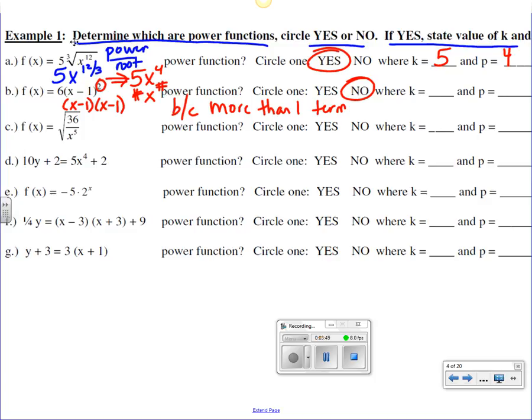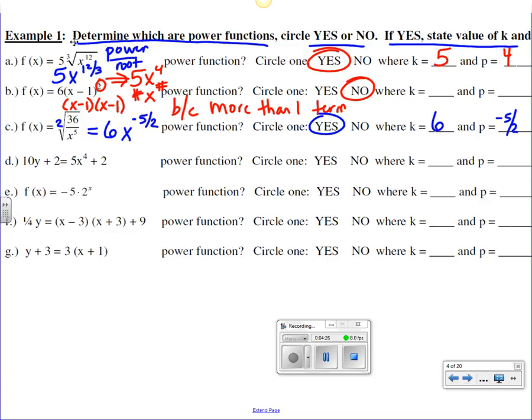All right, this next one is very tricky. Okay, so the square root of 36 is 6. And what you want to do with the x is write it power over root, so 5 over 2. But what makes it tricky is that since x was on the bottom, the exponent is a negative. So this is a power function because you have a number and then x and then a power. So k is 6 and p is negative 5 over 2. Okay.